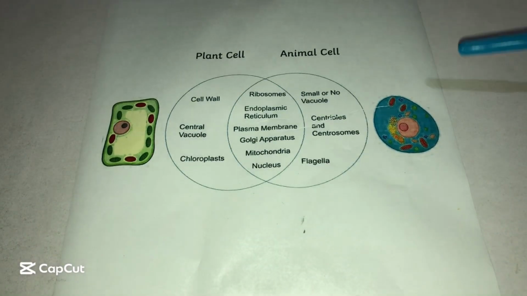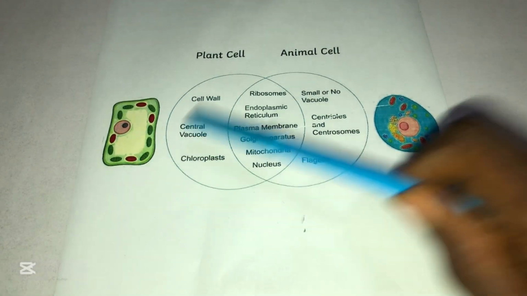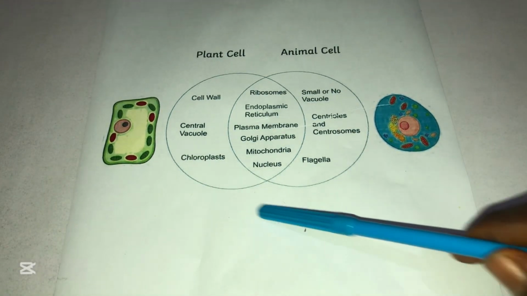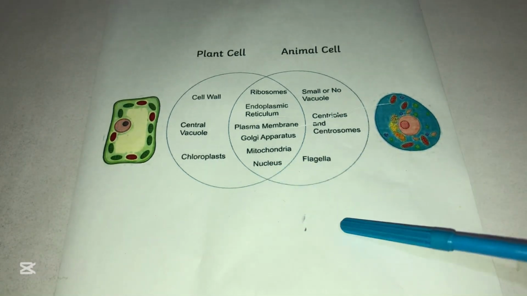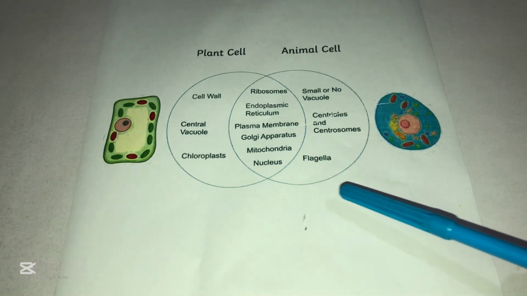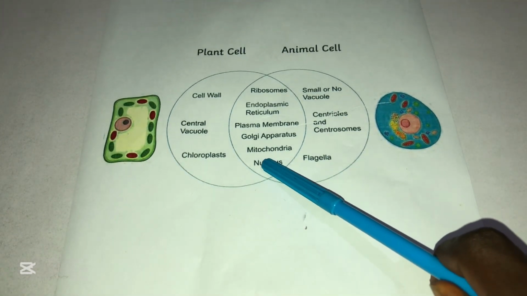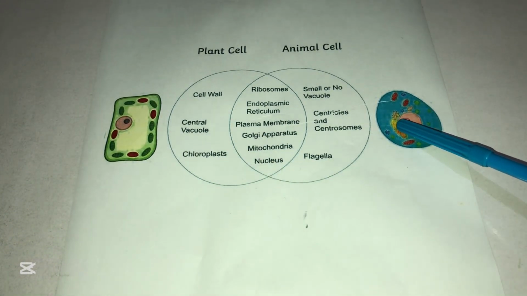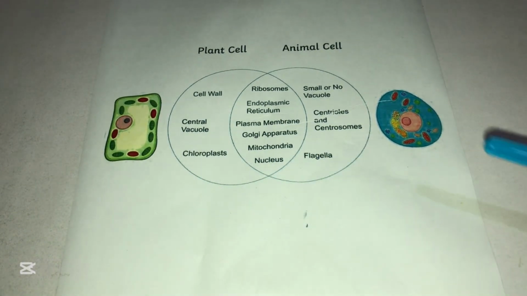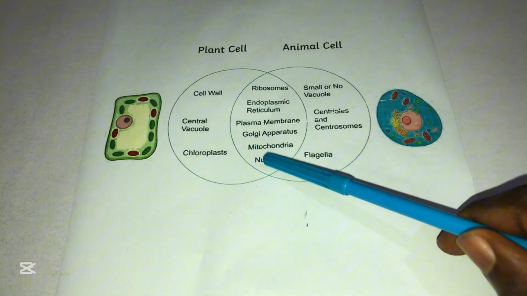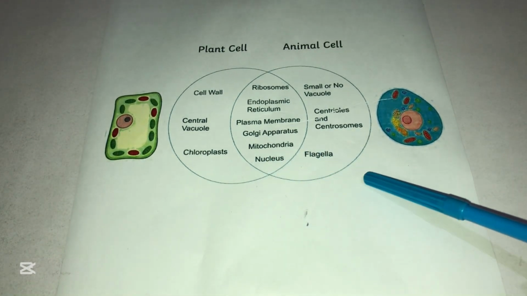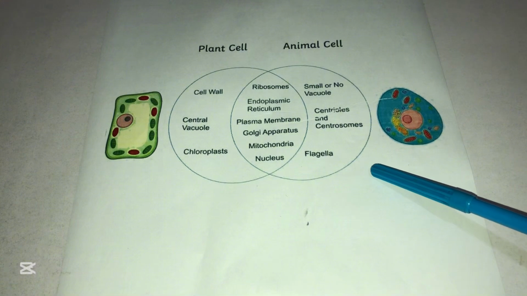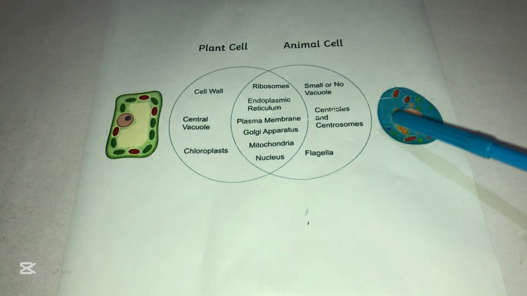Let's quickly take this comparison between plant and animal cells. Let's look very closely here. First of all, we have the nucleus. Both plant and animal cells have a nucleus. What's the function of the nucleus? The nucleus controls cell growth and reproduction, and the nucleus stores the genetic material.